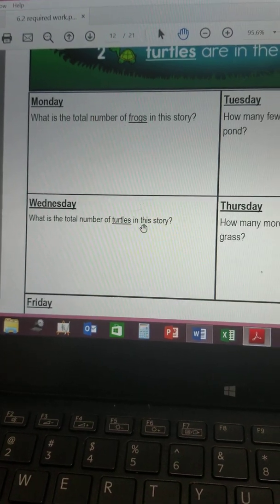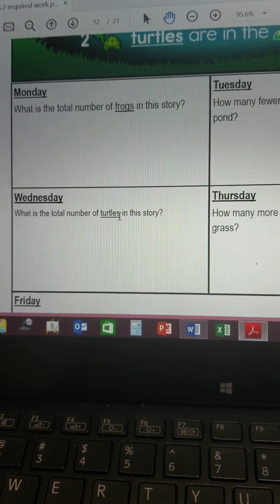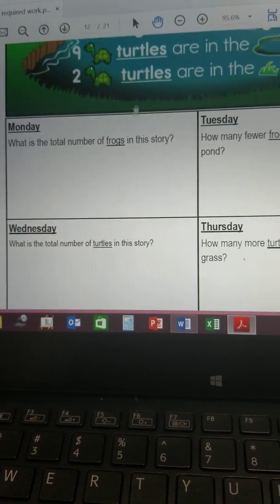Wednesday: what is the total number of turtles in the story? So it's asking for the total number of turtles. Make sure you're looking at just the number for the turtles.